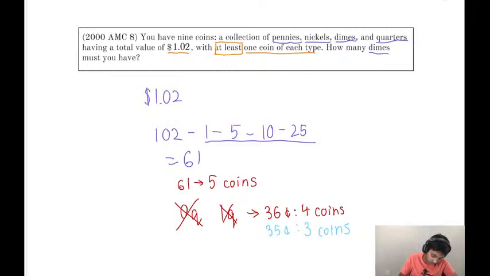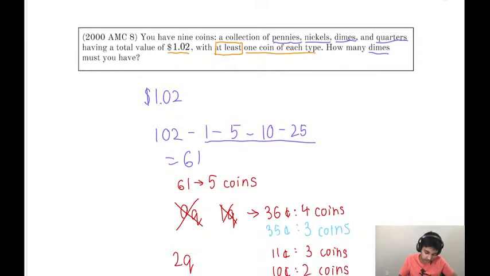The next case is 2 quarters. If we use 2 quarters, now we already have 50 cents gone. So now we have 3 coins, and we have to make 11 cents with 3 coins. And again, one of those coins has to be a penny. So then we're left with 10 cents for 2 coins, and we can very easily do this by just having 2 nickels.